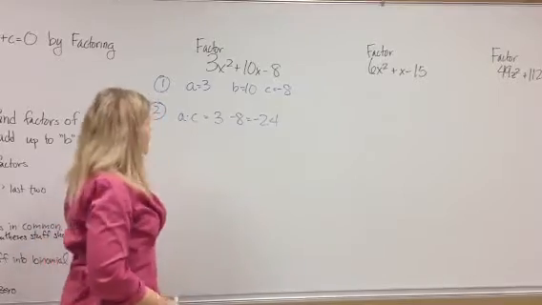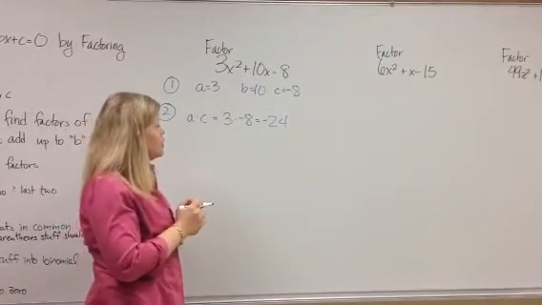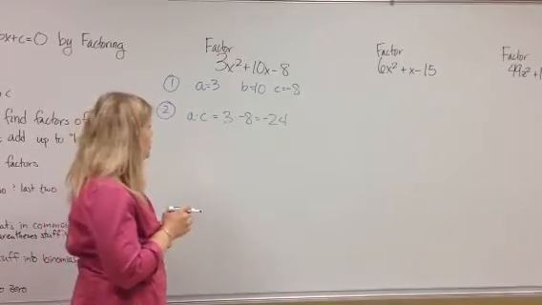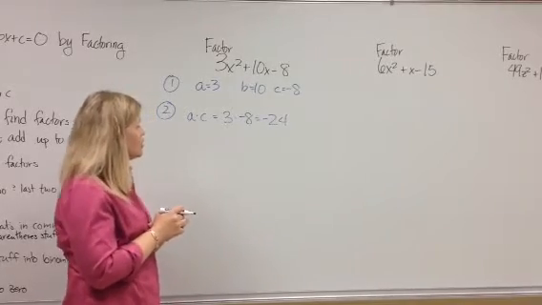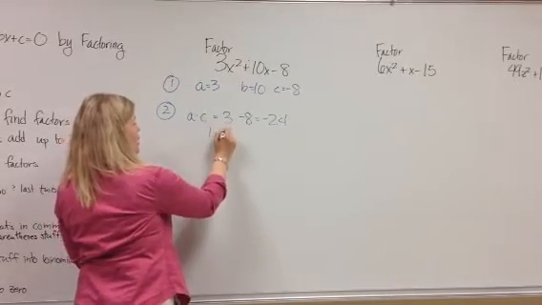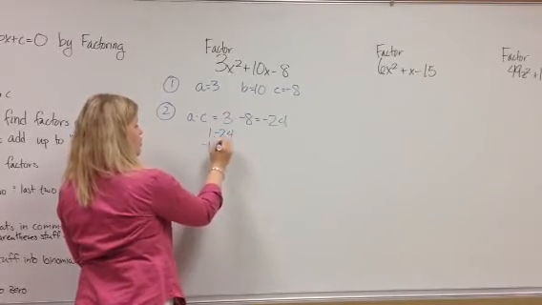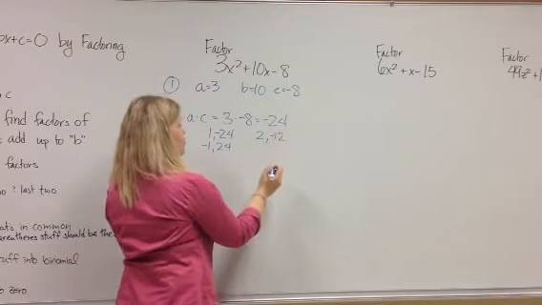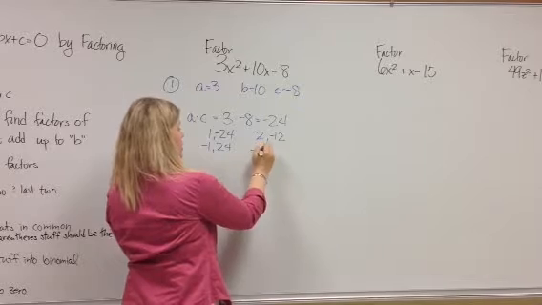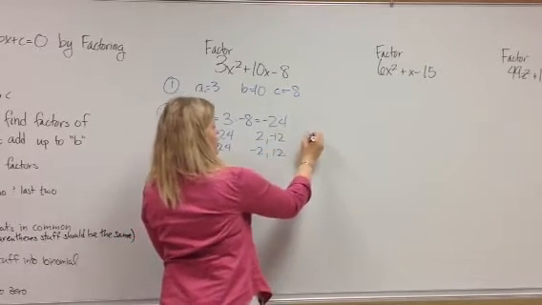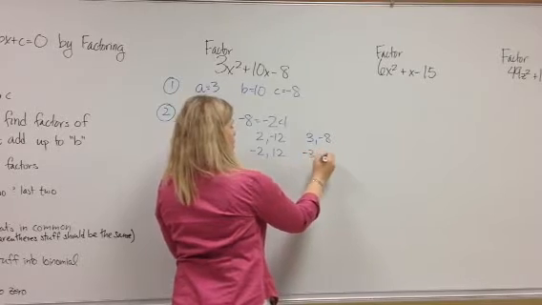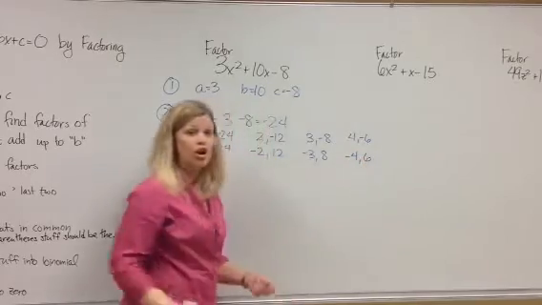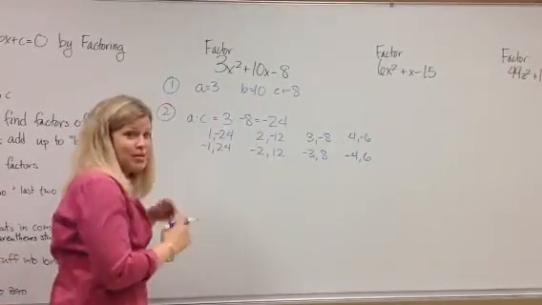Now, we've got to figure out two numbers that can multiply to give us negative 24 and are going to add to give us 10. So let's start trying out our pairs. Well, 1 and negative 24. We'd also have negative 1 and positive 24. We could have 2 and negative 12. Or we could have negative 2 and positive 12. We could have 3 and negative 8. We could have negative 3 and 8. We could have 4 and negative 6. Could have negative 4 and 6. Aren't you glad you learned your times tables? Because this is where they come in at.